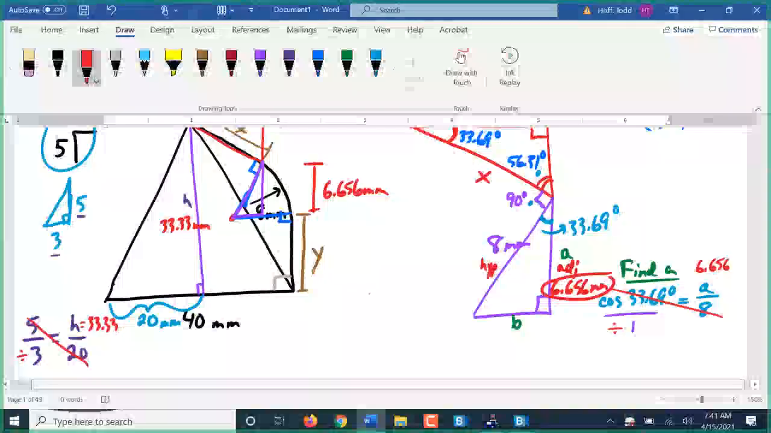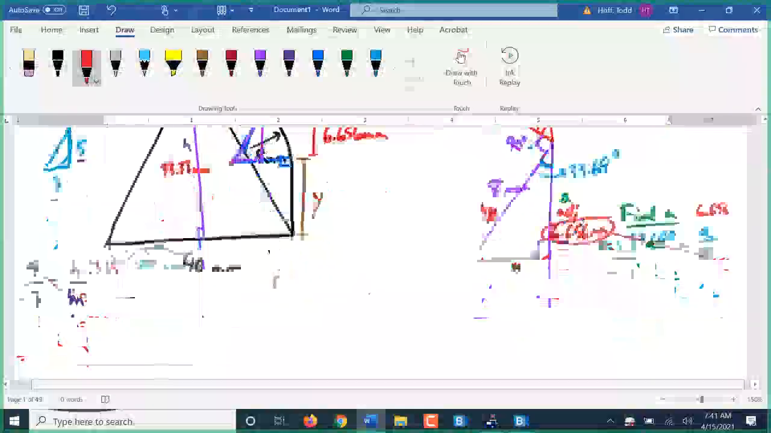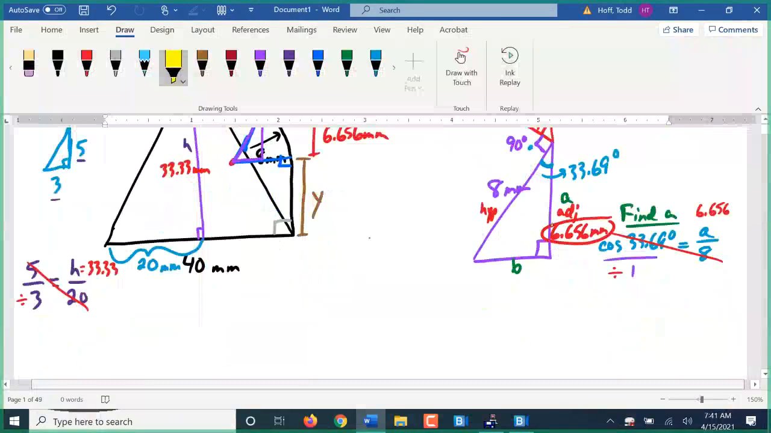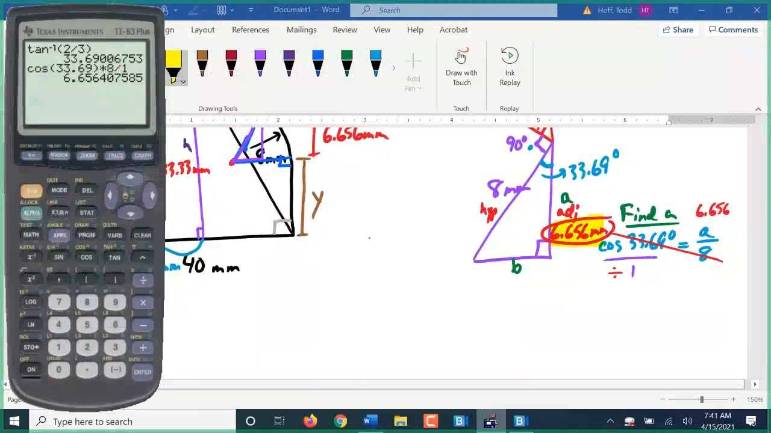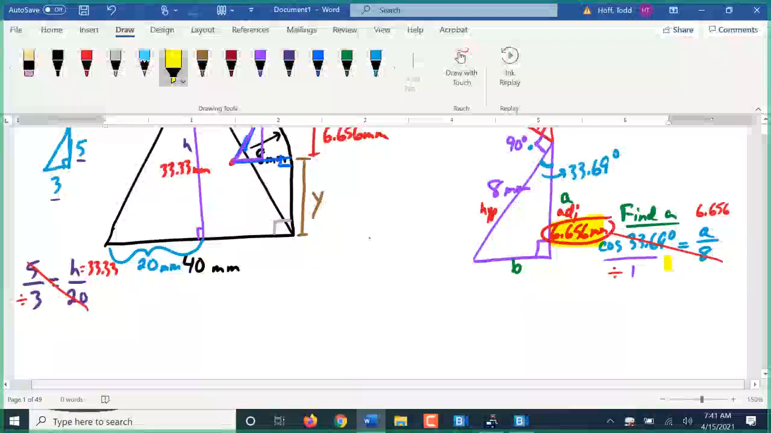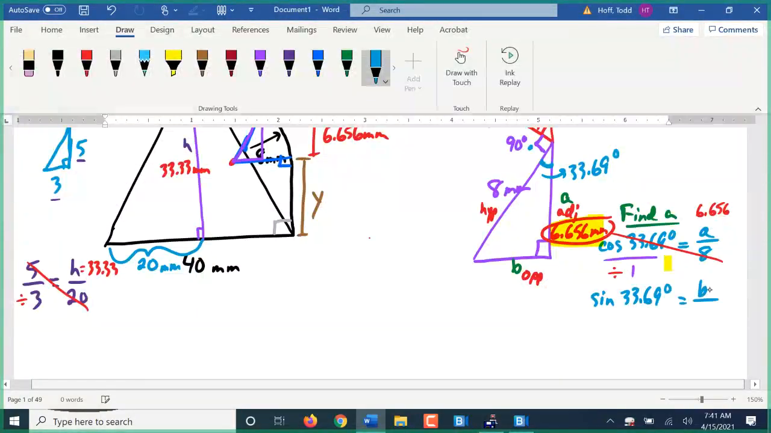Now we can find B. Now we could find B a couple of ways. We could use A squared plus B squared equals C squared. But I'm just going to go ahead and keep using trig so that I don't have to reuse this number here, since I know that that number is rounded. You know, it's really 6.6564. Rather than reuse that rounded number, we're going to start from fresh numbers. So B over here, from our angle of 33.69 degrees, B would be the opposite side. Opposite hypotenuse is a sine. So we have the sine of 33.69 degrees equals that opposite side of B over hypotenuse of 8.